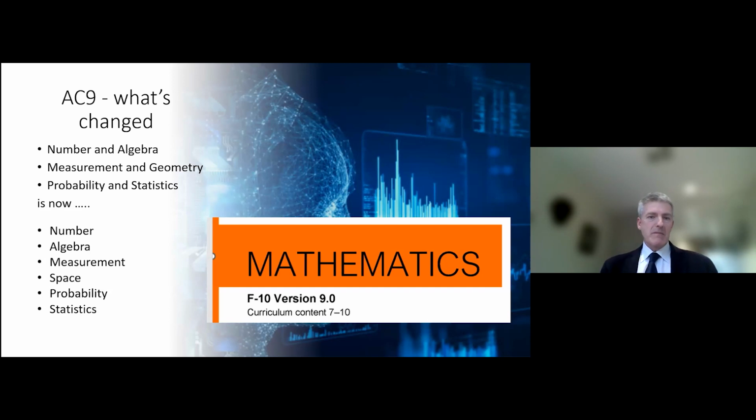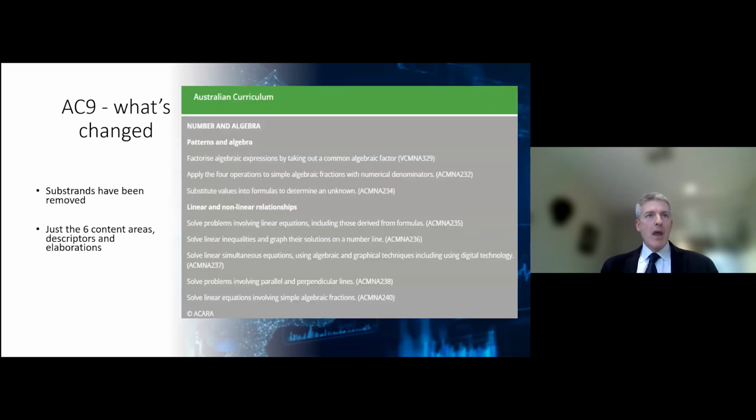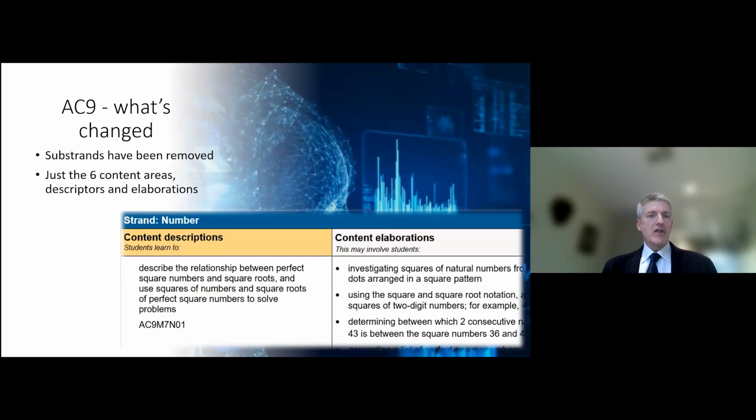And obviously we've been spending some time working with the 7 to 10 curriculum. This is an image of the old curriculum where you might remember that the major subject strands, like number and algebra, were divided into substrands called, say, patterns and algebra or linear and non-linear relations. But these minor substrands have been removed and all the content descriptors are now just organised into the 6 major content strands. So that's an image of the old curriculum, and this is an image of the new one, where, for example, we have the number strand with the content descriptors on the left, and all the content descriptors for that year level are in the left column. If you check out the document, on the right-hand side, you'll have the corresponding elaborations.